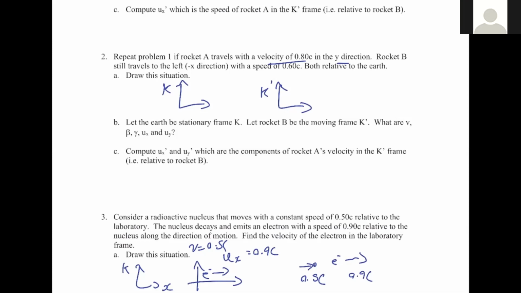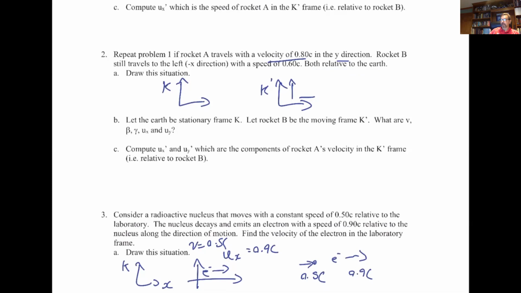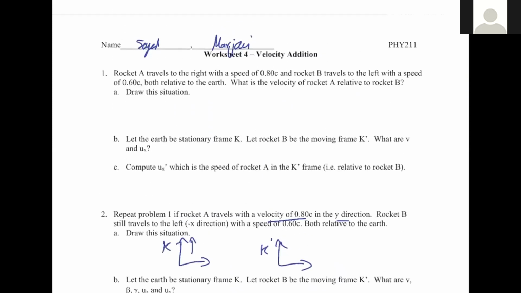Okay, so if we're going relative to Earth, then both of them are in the K prime frame then, right? No, I don't think that's what it's saying. Rocket 1 is traveling with a velocity of 0.8 C in the y direction, and that is relative to the Earth. So that velocity is in the K frame. Wait, how did we decide that? Yeah, that's my question. Read question 1. You guys were in question 1. You look at question 1.